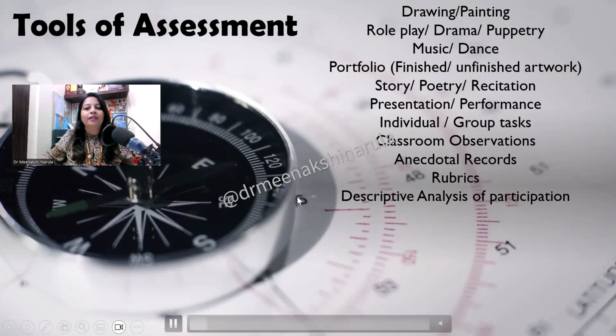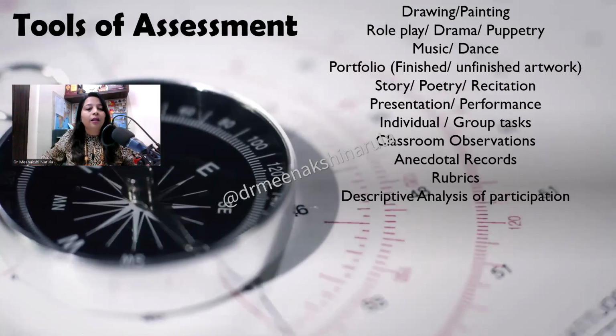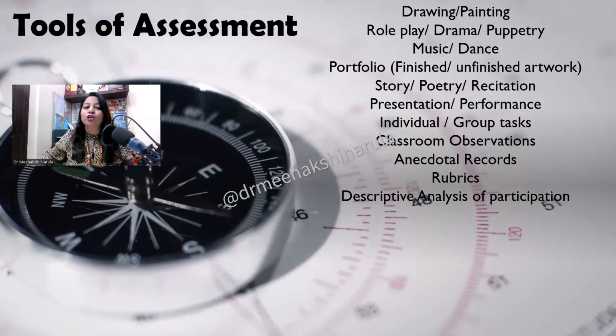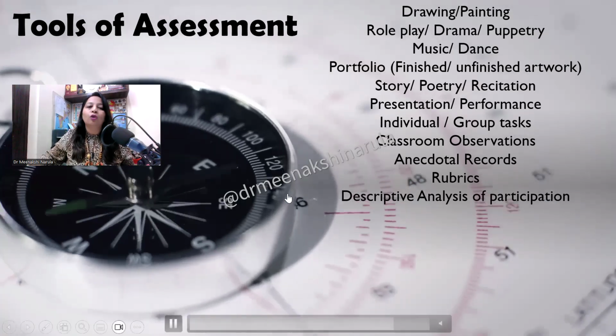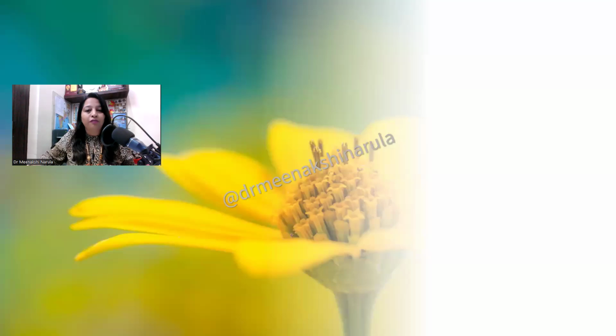So my dear educators, you can also write the descriptive analysis of participation of your students. That can also be a record, a tool of assessment.